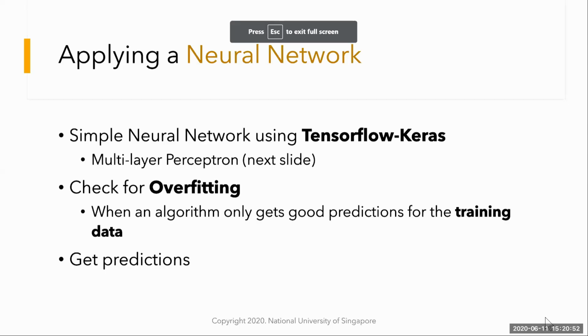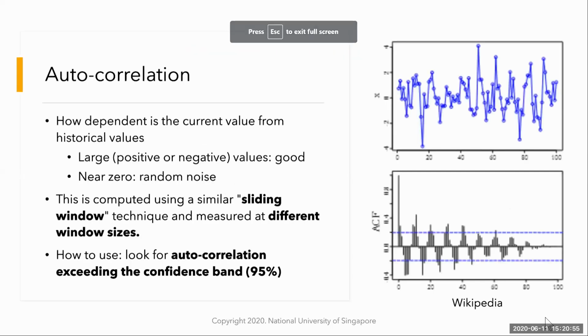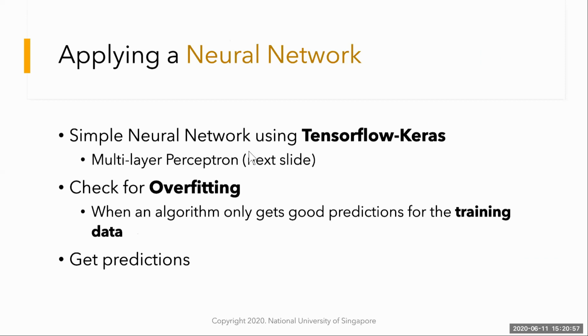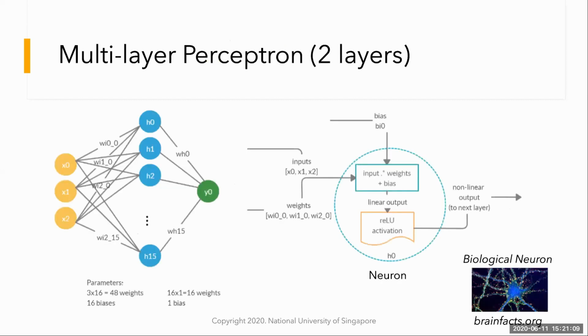What we'll do is compute autocorrelation and figure out the window size. We're going to do a simple neural network, creating an MLP, train it and check for overfitting, and then we're going to get predictions. The most simple neural network I can think of is a 2-layer multi-layer perceptron. If you are new to machine learning, this is probably a bit too deep right now, but I just wanted to give an idea of how it looks internally.